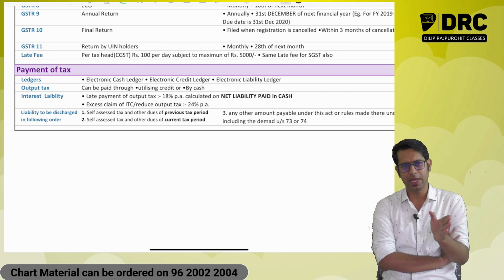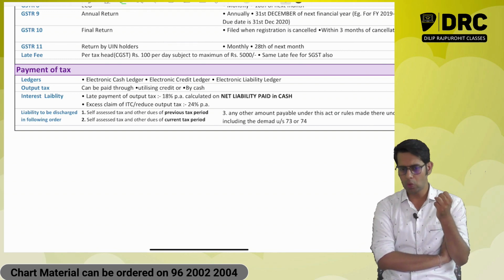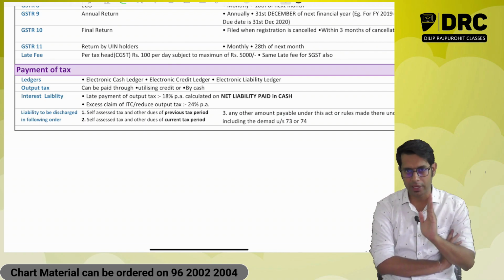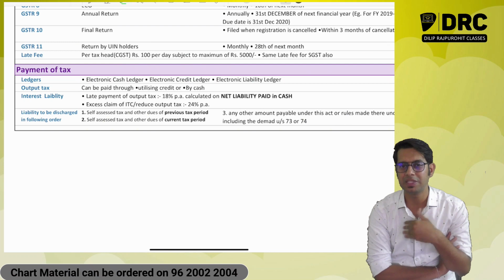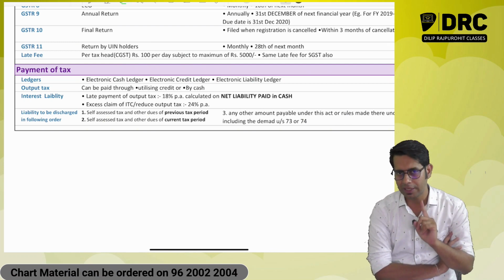Output tax liability which is there, that can be paid either through taking input tax credit or through cash. Interest liability, if I don't make the payment of taxes within the due date, if I don't file my return within the due date, that means I am not paying the taxes within the due date. If you are not paying the taxes within the due date, you are required to pay interest.